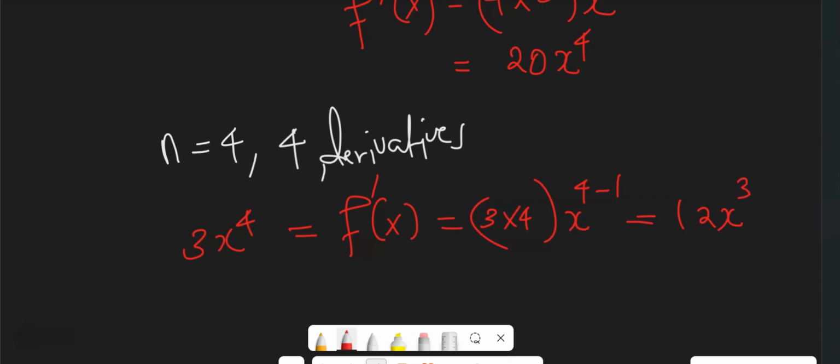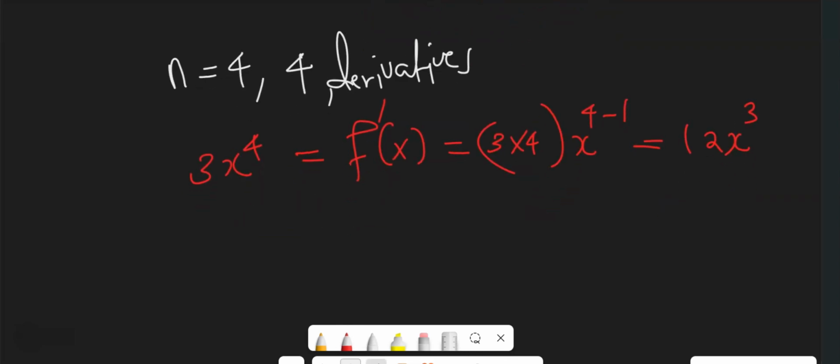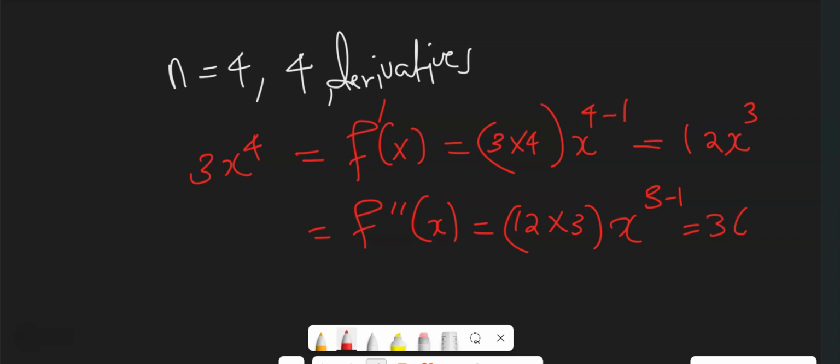The second derivative, which is f double prime of x, will be given by 12 times 3. Simply, the second derivative is a derivative of the first derivative. So this is 12 times 3, x power 3 minus 1, which should give you 36x power 2. So that is the second derivative.